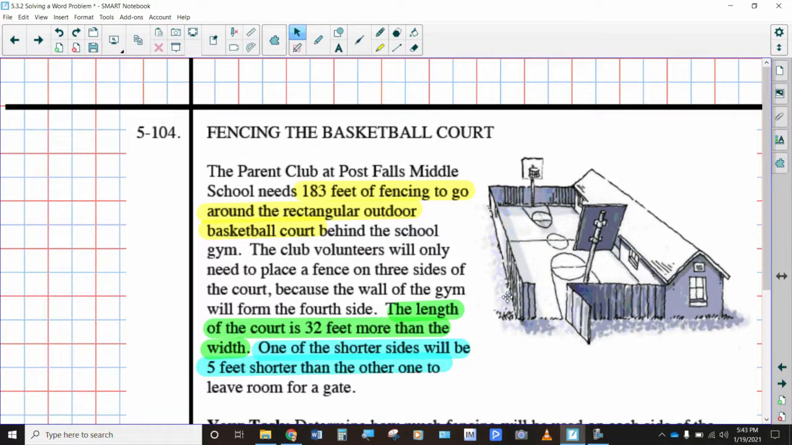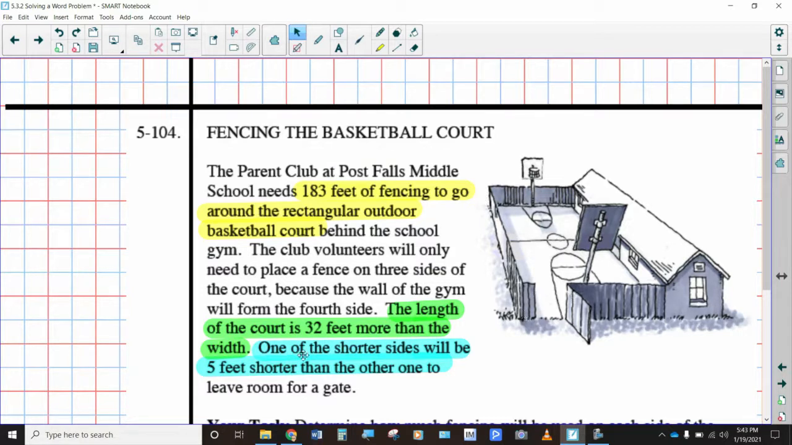All right, so here's the problem. It says, fencing the basketball court. The parent club at Post Falls Middle School needs 183 feet of fencing to go around the rectangular outdoor basketball court behind the school gym. So notice here's one side, here's another side, here's a third side, and this side has an opening for the gate. And then the fourth side is actually the building itself, so they don't need fence there, okay? So the club volunteers will only need to place a fence on 3 sides of the court. The length of the court, this would be the length, is 32 feet more than the width, okay? So the width is the shorter sides, the length is the longer sides.